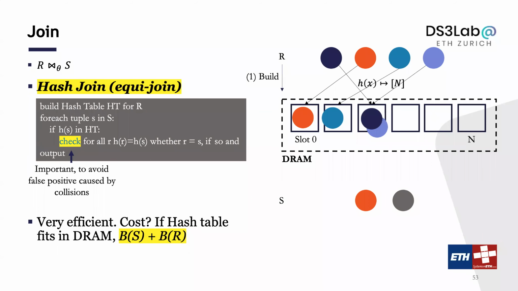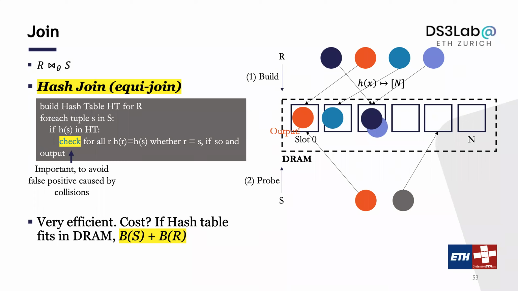And in the second phase, you probe. For every single example in S, you check whether the corresponding object exists in the bucket or not. If you find a match, you output. If you do not find a match, you do nothing, right? So as you can see, assuming the whole hash table fits into DRAM, this algorithm is extremely efficient, right? It only takes a sequential scan on R and also a sequential scan on S to finish this join.